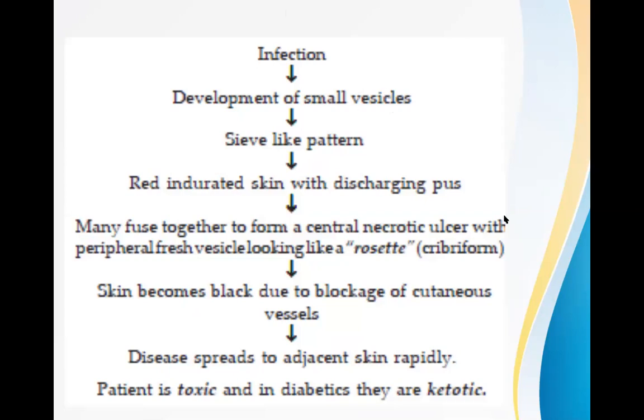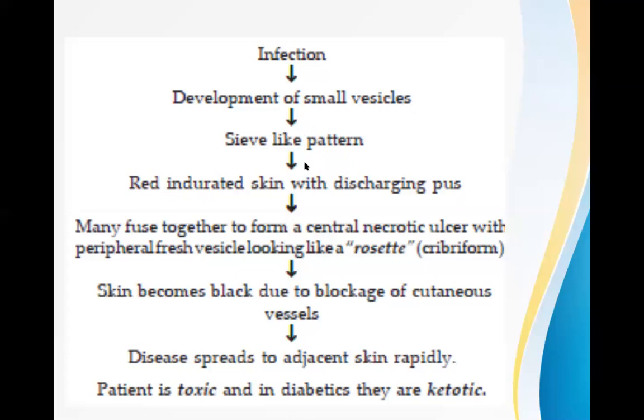Now let's talk about the pathogenesis or pathophysiology of carbuncle. How does this happen? In the beginning, there is infection. That infection develops into a small vesicle-like structure. Vesicle means a fluid-filled blister, less than 5 millimeters in size. And till now, that fluid is clear. That is called a vesicle.